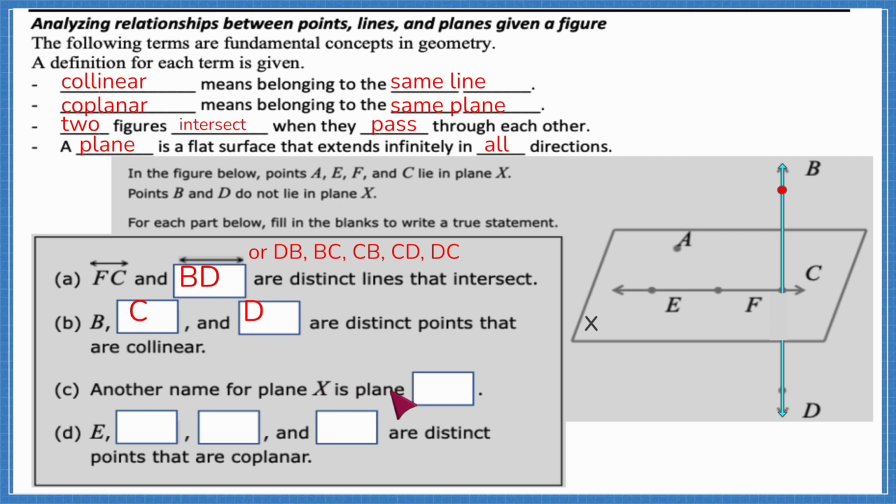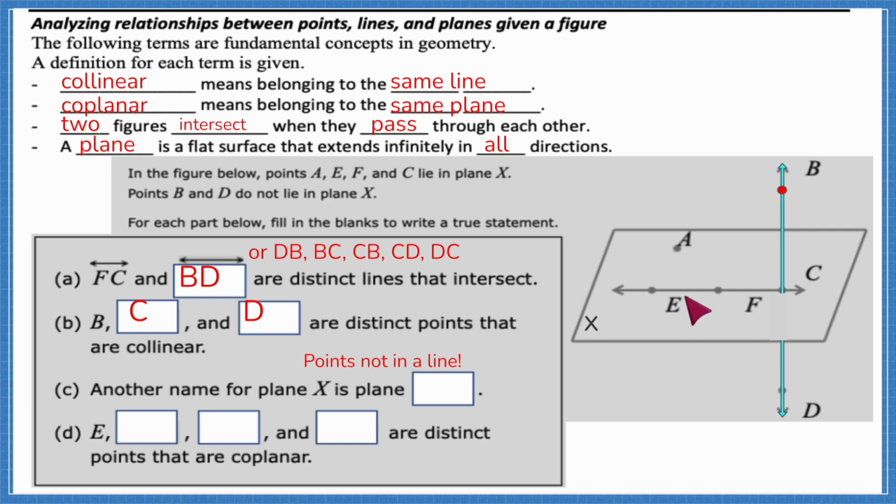Another name for plane X is plane. Well, for this one, and I didn't put this up here, I should have put this up here in the definitions. A plane needs 3 points. Okay, so a line needs 2 points. A plane needs 3 points. And they cannot all be on the same line. So 3 points in a plane, and they cannot be all in the same line, because that just makes a line. They need to basically make a triangle.